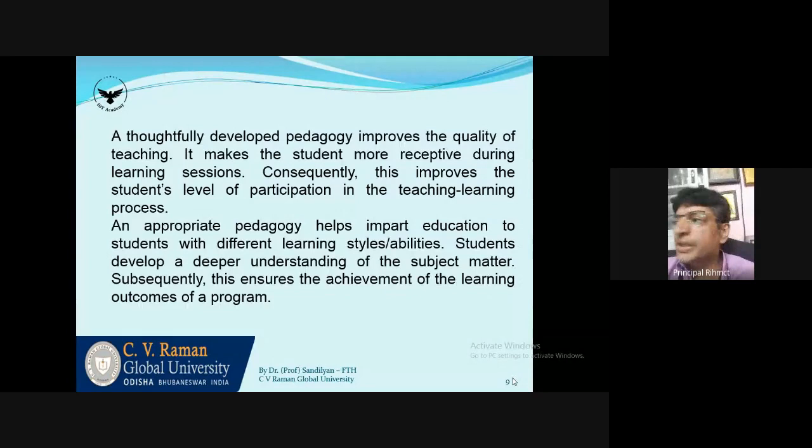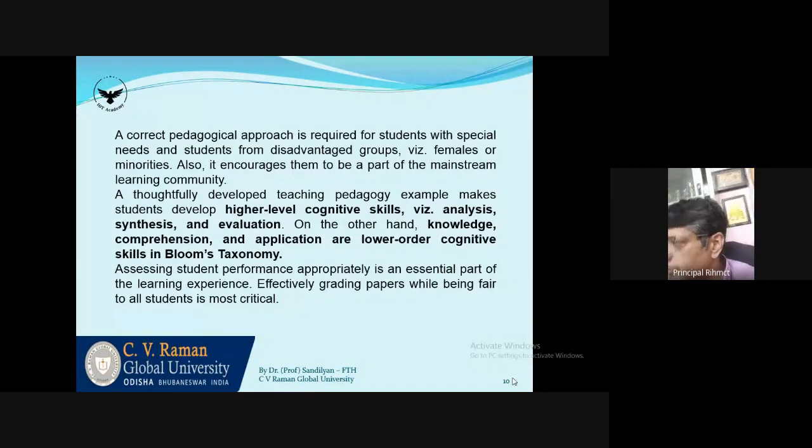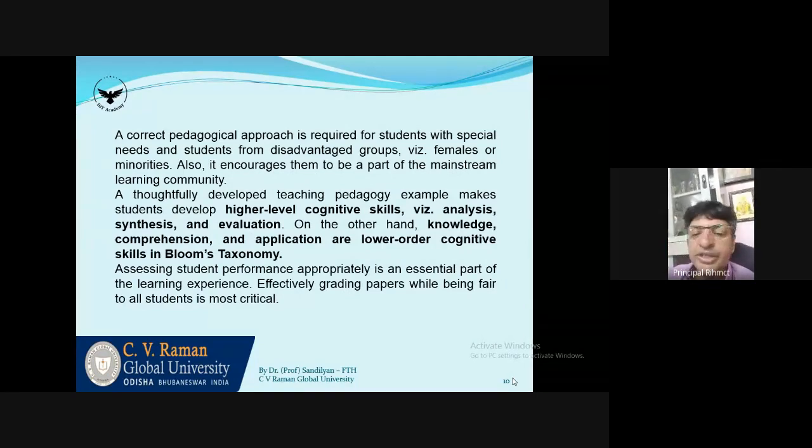So can we move on to the next slide? Yeah. So again, the right approach is required for students with special needs and from disadvantaged groups. You have to be very careful when we are dealing with students at different levels. Some students come from very suppressed backgrounds who may not be very vocal and who may be very timid. So you need to encourage them to come out of their fear. And this is what a well developed pedagogy will help you to do.